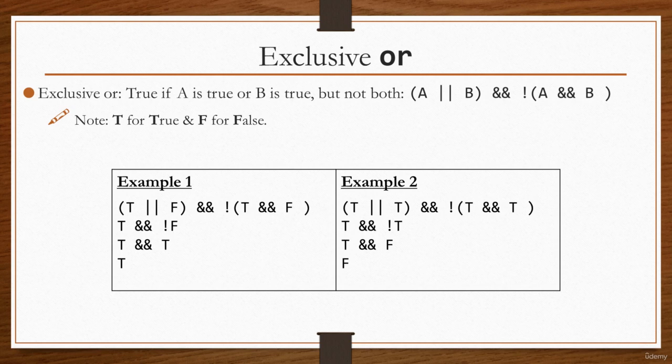Okay, so on the left here you can see that we have true for A, and for B we get false. That will eventually evaluate to true. Okay, so this is more or less how you can work this out.